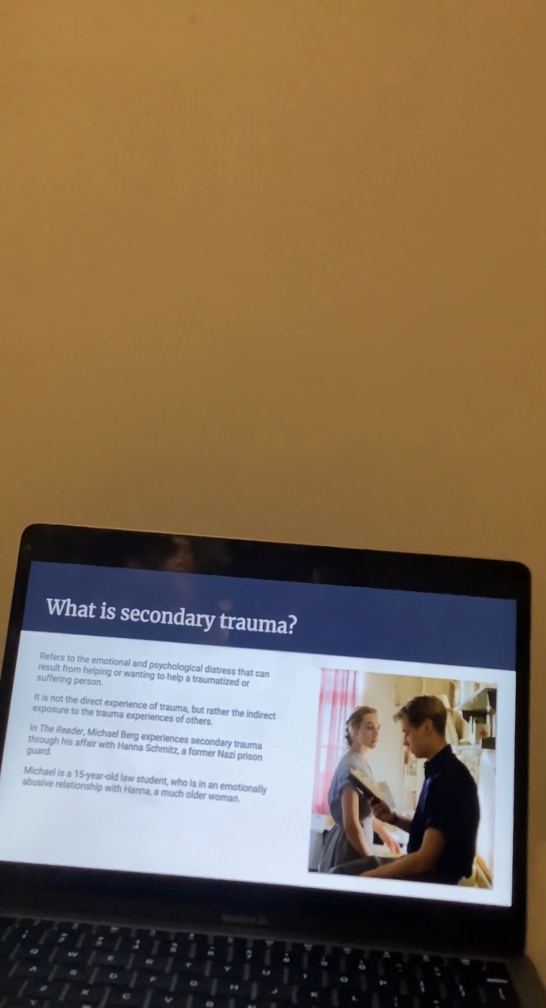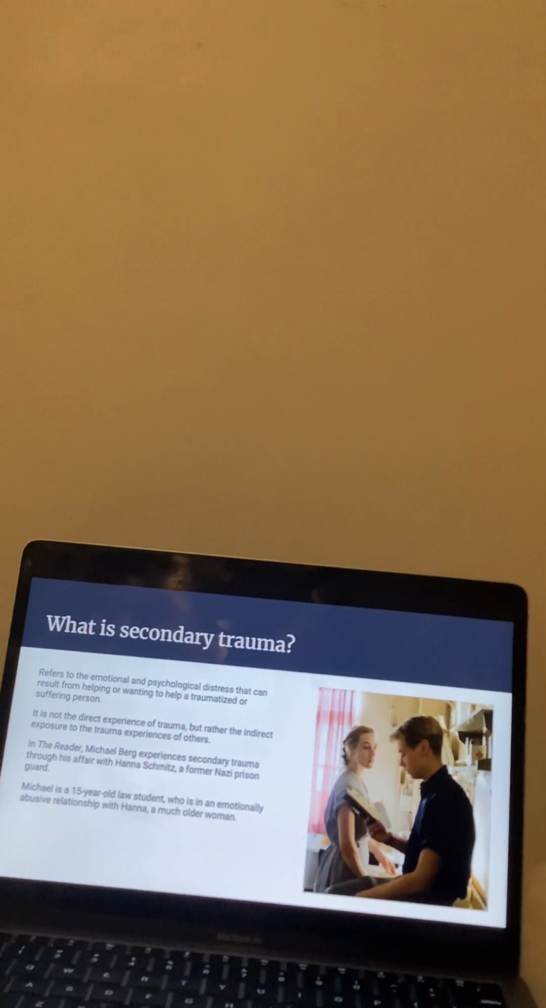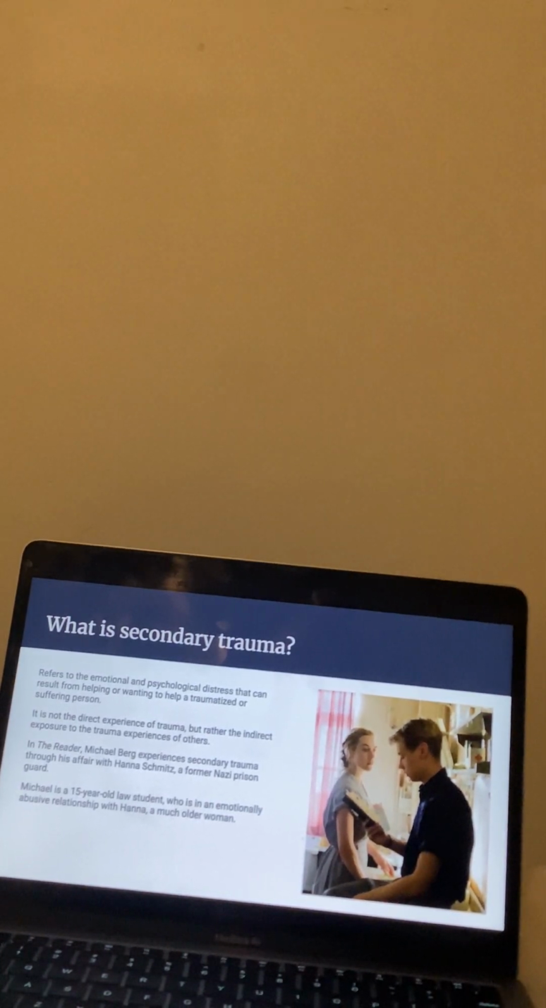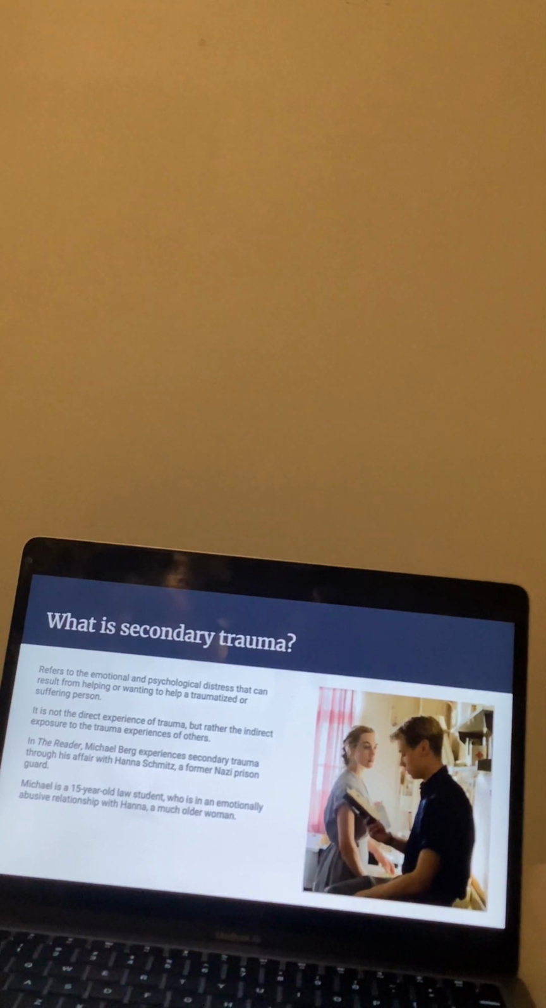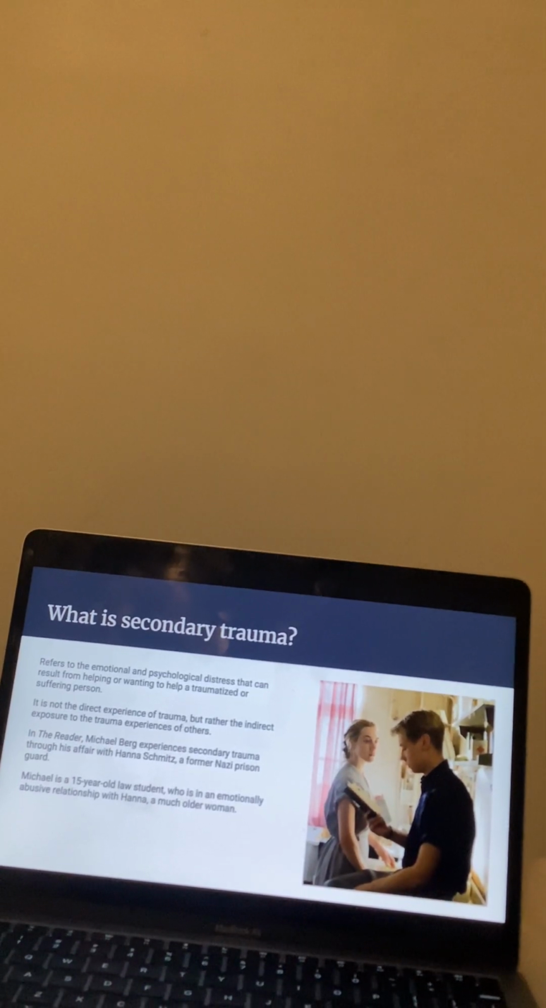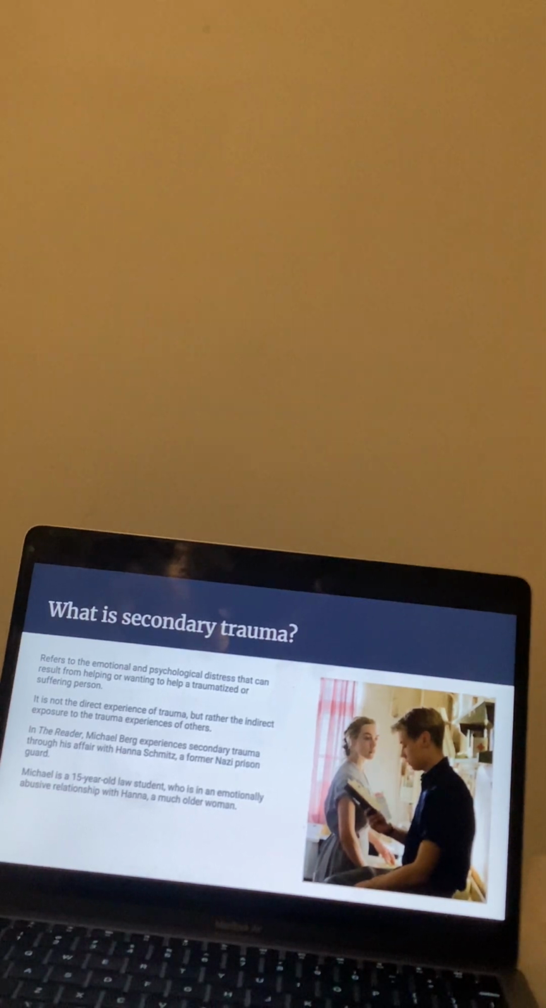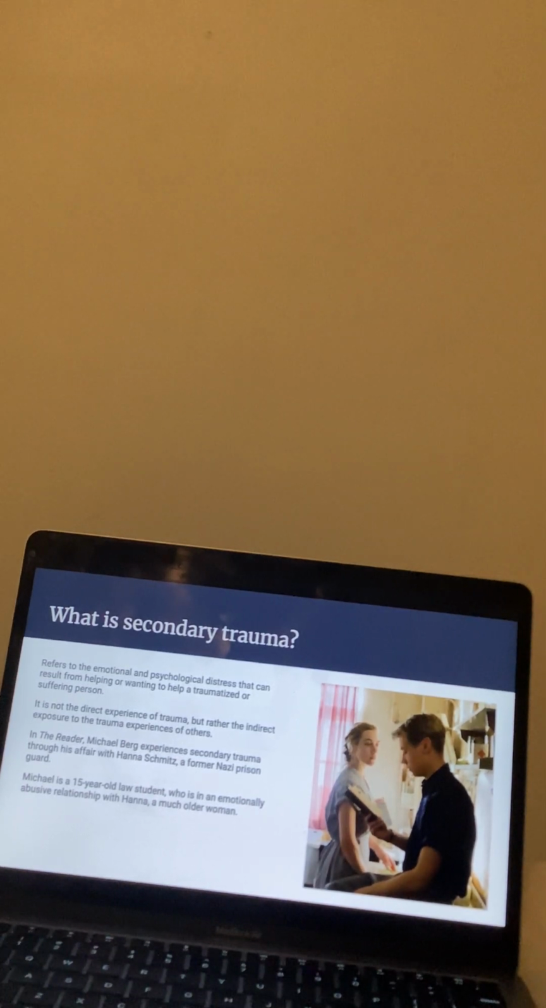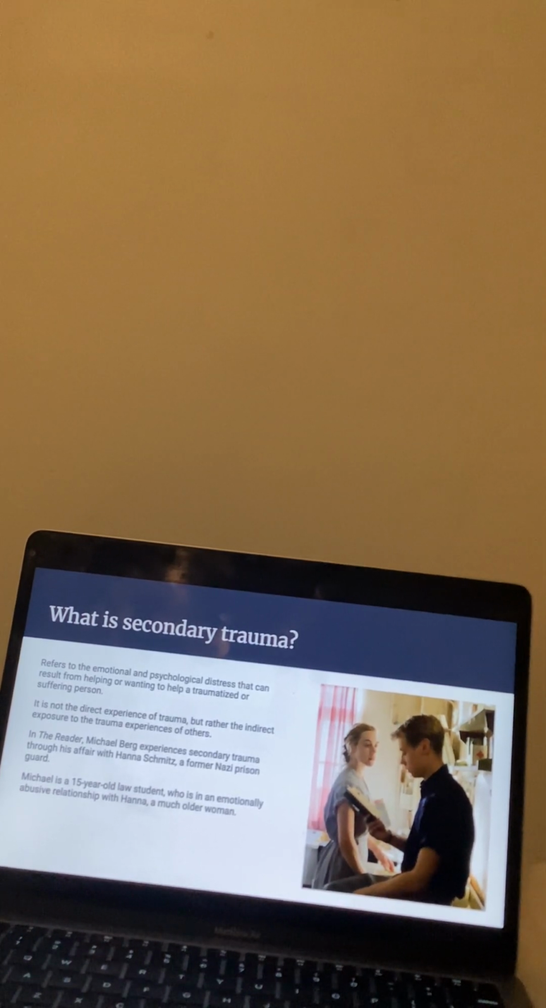So, what is secondary trauma? It refers to the emotional and physiological distress that can result from helping or wanting to help a traumatized or suffering person. It's not direct experience of trauma, but rather the indirect exposure to the trauma experiences of others. In The Reader, Michael Berg experiences secondary trauma through his affair with Hannah Schmitz, a former Nazi prison guard. Michael is a 15-year-old law student who is in an emotionally abusive relationship with Hannah, a much older woman.